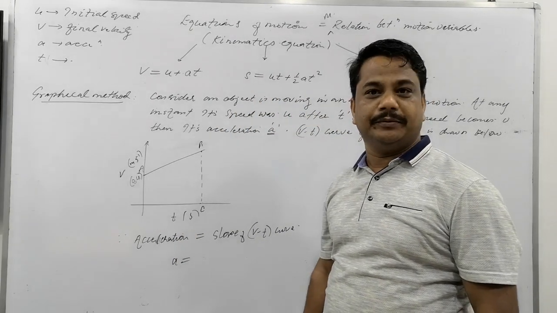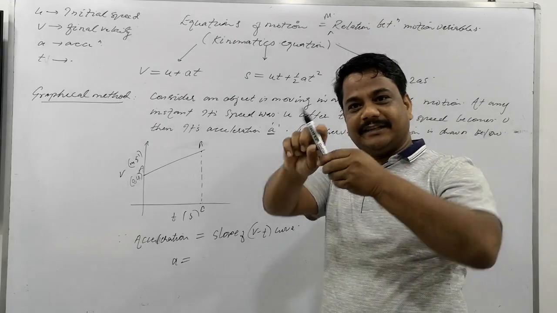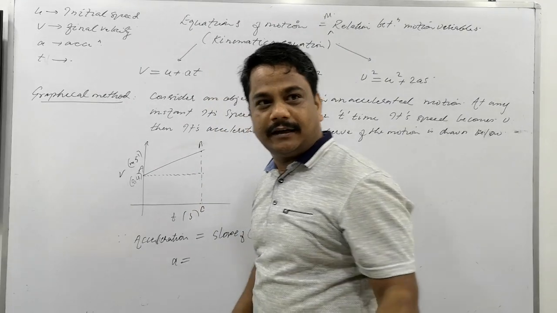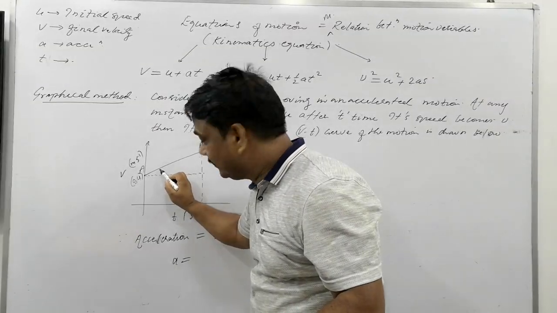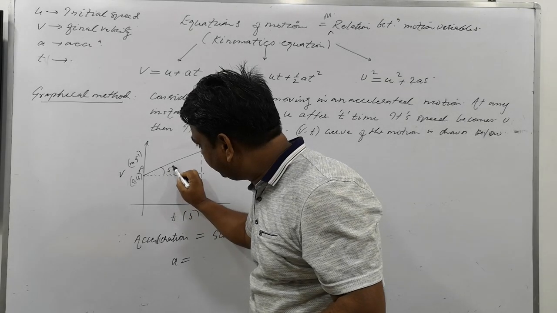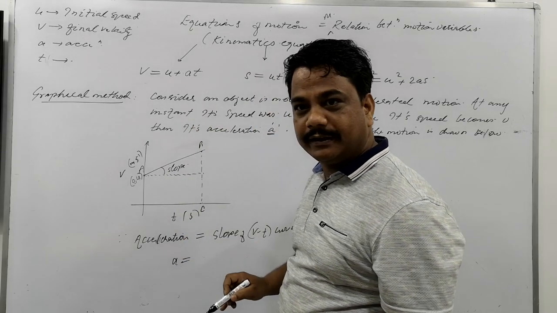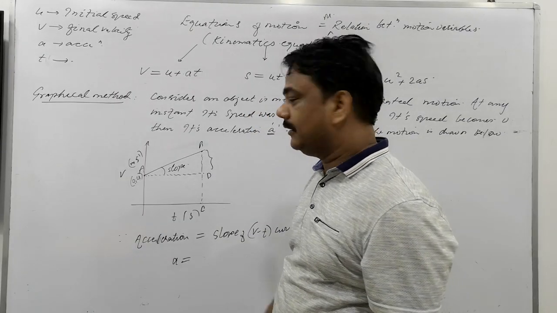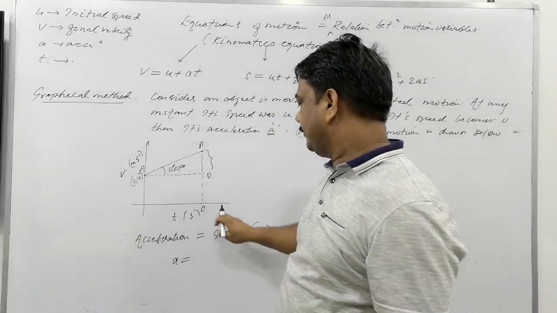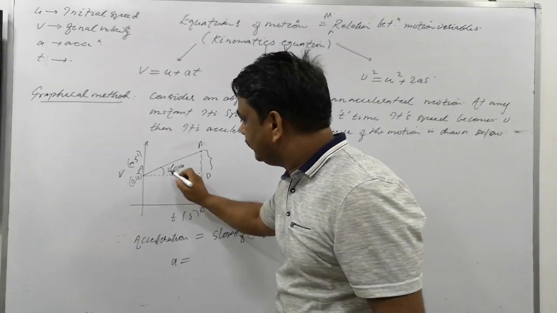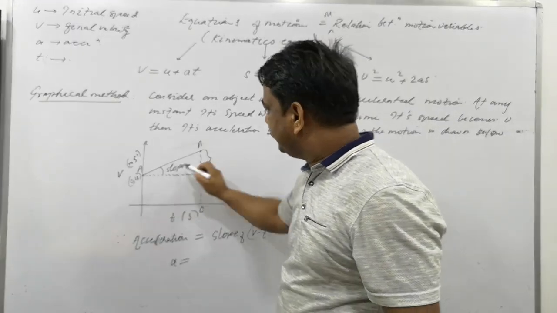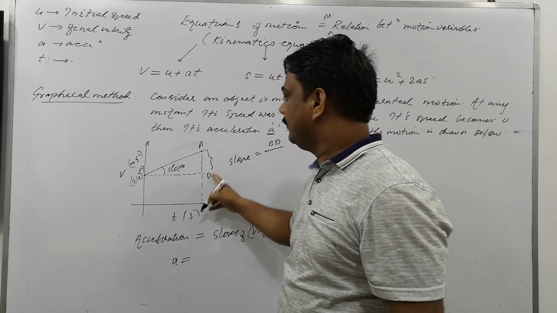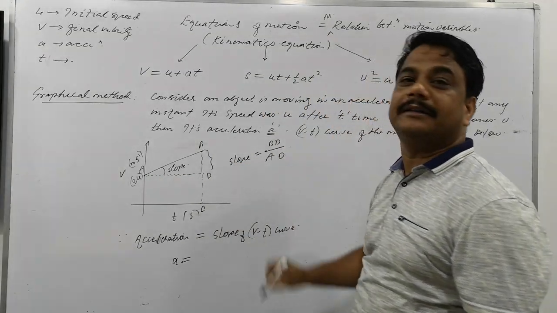How can we calculate slope? For slope we have to make a triangle, so we draw a perpendicular from here. This is called slope. Let this point be D. So draw perpendicular AD, and AC for that. We have to calculate this slope. The slope of the triangle is equal to BD upon AD. This is the method of calculating slope.